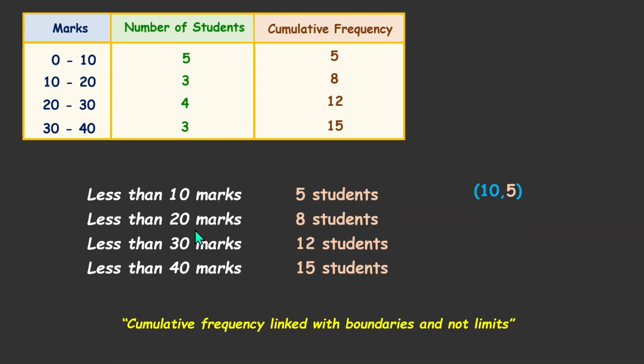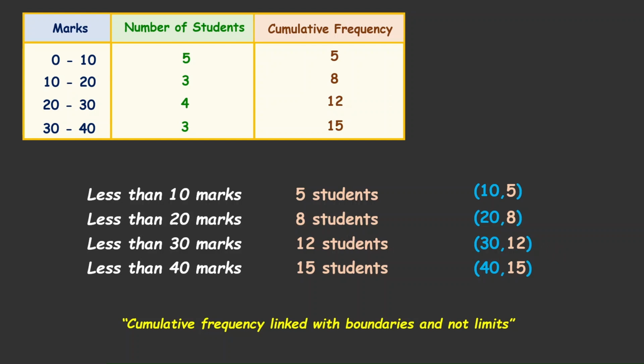And so this row becomes 20, 8, which means that for less than 20 marks, we have 8 students. Similarly, this row would become 30, 12, and this row would be 40, 15. And note that we are talking about less than some certain marks.